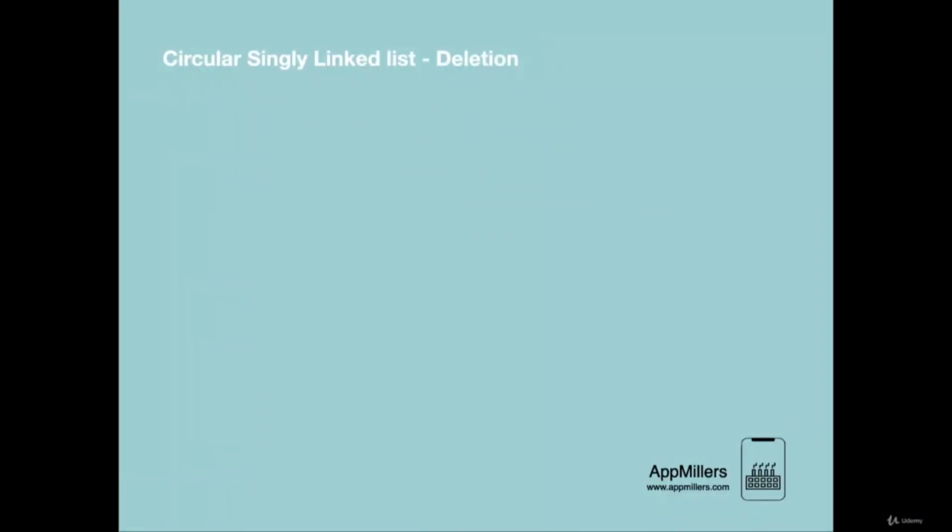Alright, in the last lecture, we learned how we can search for a node in a circular single linked list. Now in this video we are going to talk about deletion of a node from a circular single linked list. We know from previous lectures that to delete a node from a linked list we have three cases. So this is applicable over here as well. The first case is deleting the first node from the circular single linked list, the second case is deleting any given node, and the third case is deleting the last node from the circular single linked list.